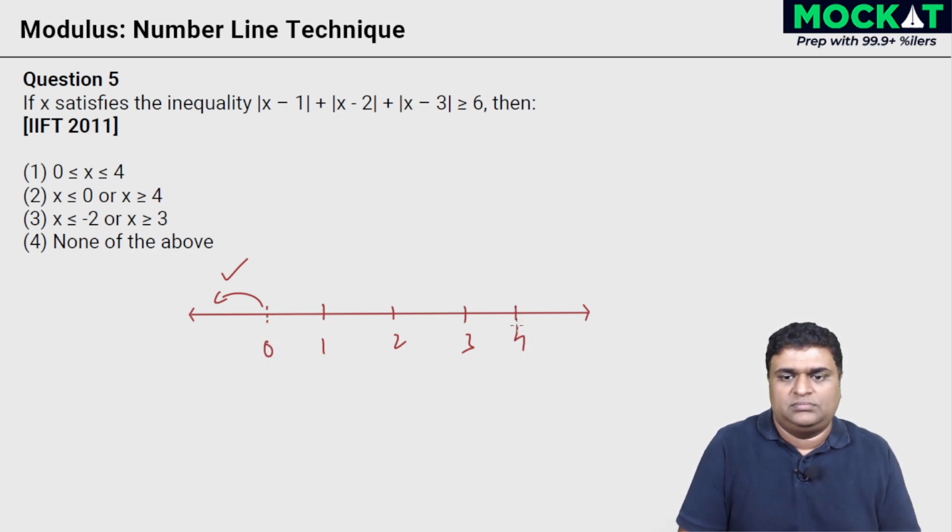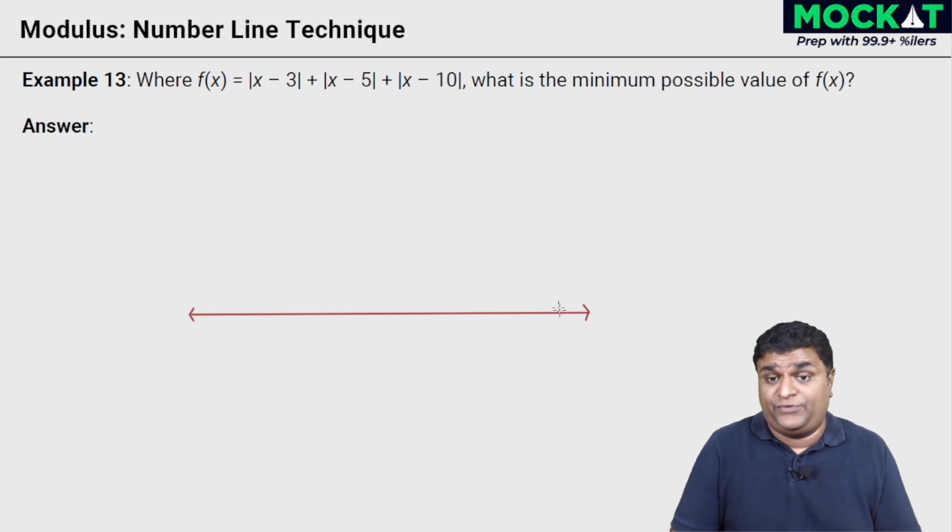You get 4, right? You get 4 over there. Again, 4 minus 3 plus 4 minus 2 plus 4 minus 1 is exactly 6. But you want it to be greater than or equal to 6. You want this region over here, right? Less than or equal to 0 or greater than or equal to 4. Option 2 over here is the answer. Now, as I said, let's up it a few notches.